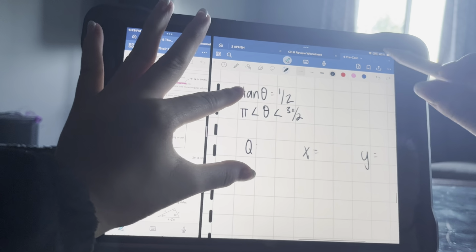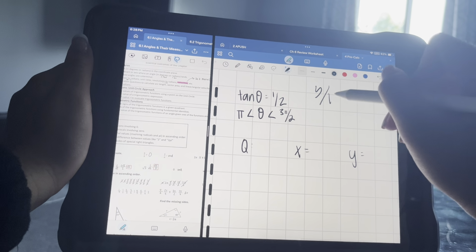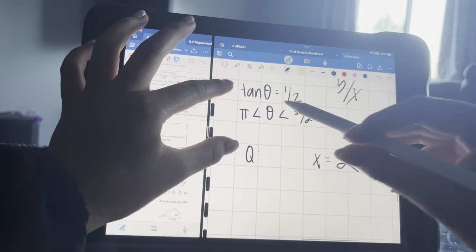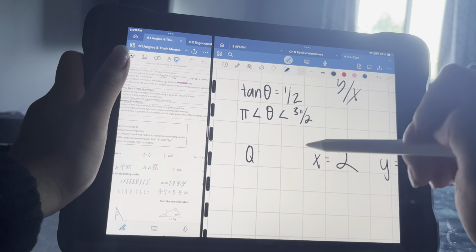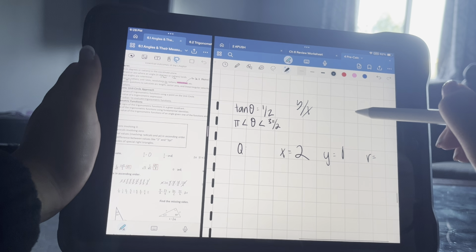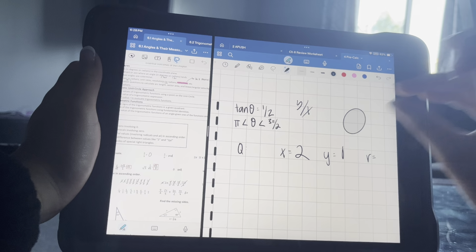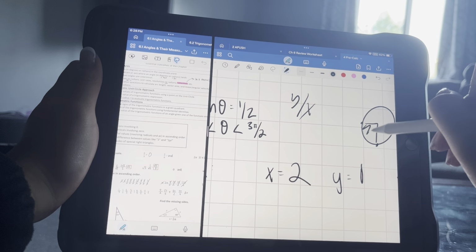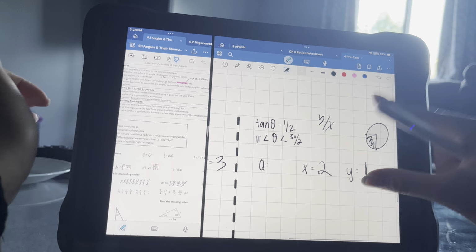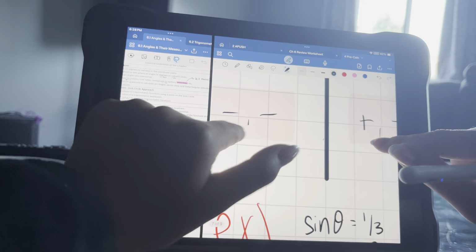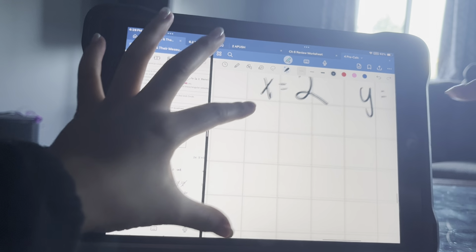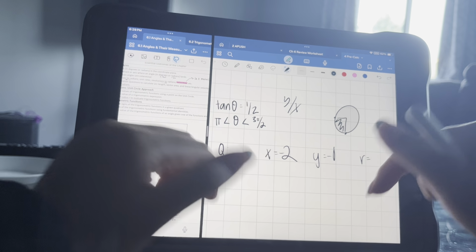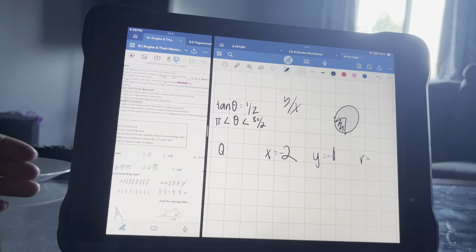For this one, so tangent is y over x. So your y is 1 and your x is 2. This is saying that theta, your angle, is in between pi and 3 pi over 2. Well, if we get our unit circle, pretend it's a circle, here's pi, here's 3 pi over 2. We're in quadrant 3. Wait, quadrant 3, our x's and our y's are negative. So x and y both have to be negative. The only reason it's positive here is because negative divided by negative becomes a positive.